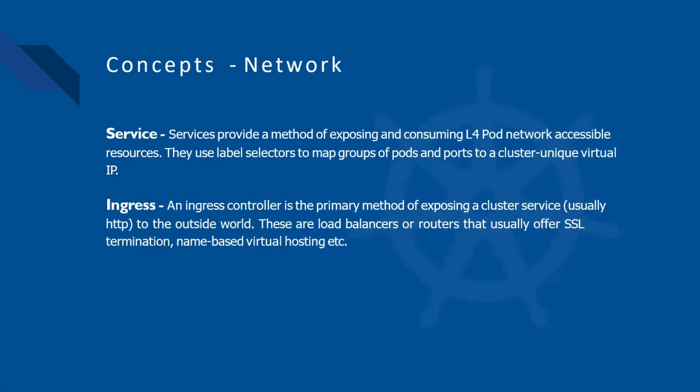Okay. Next is Service and Ingress. Okay. And network. A Service provides a method of exposing L4 pods as a network-accessible resource. They use label selectors to map groups of pods, ports, and containers to a unique virtual IP. An Ingress controller is the primary method of exposing cluster services to the outside world. These are load balancers and routers, usually offering SSL termination and name-based virtual hosting.